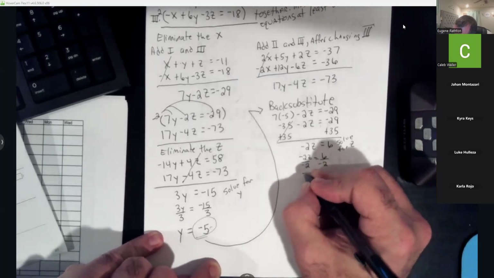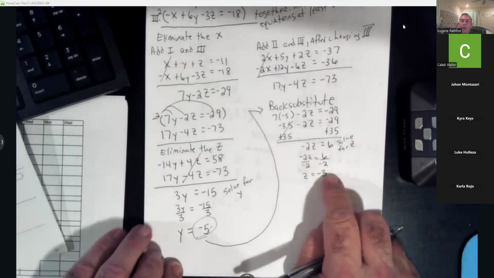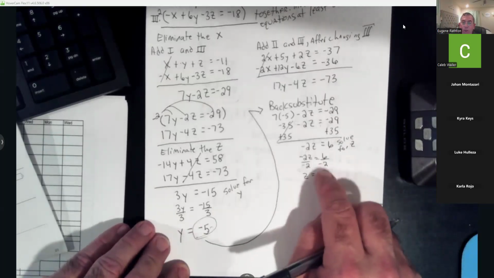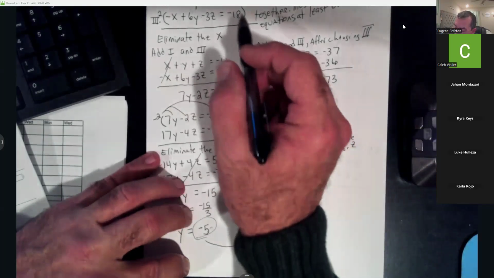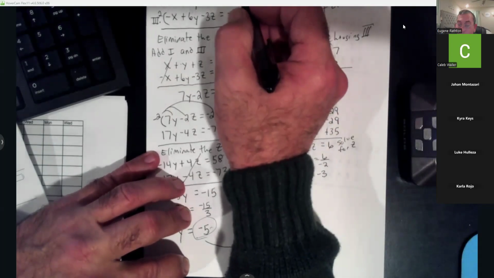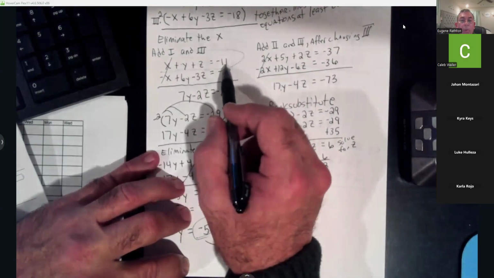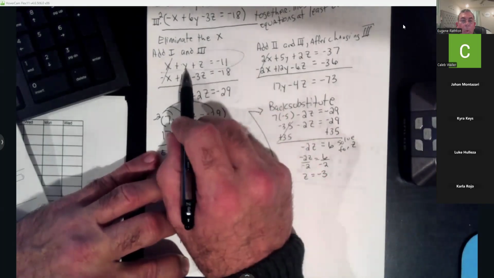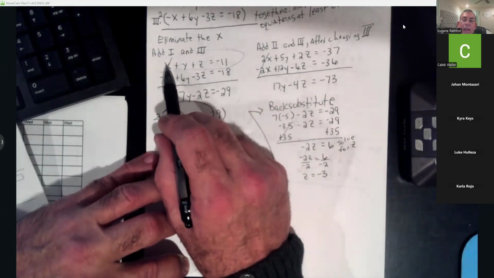So that gives me a positive 1z equals negative 3. I now know what 2 of these variables equal. So I'm going to go up here and get this very first equation. It was x plus y plus z equals negative 11. Because I know the y and I know the z, I can now solve for the x.